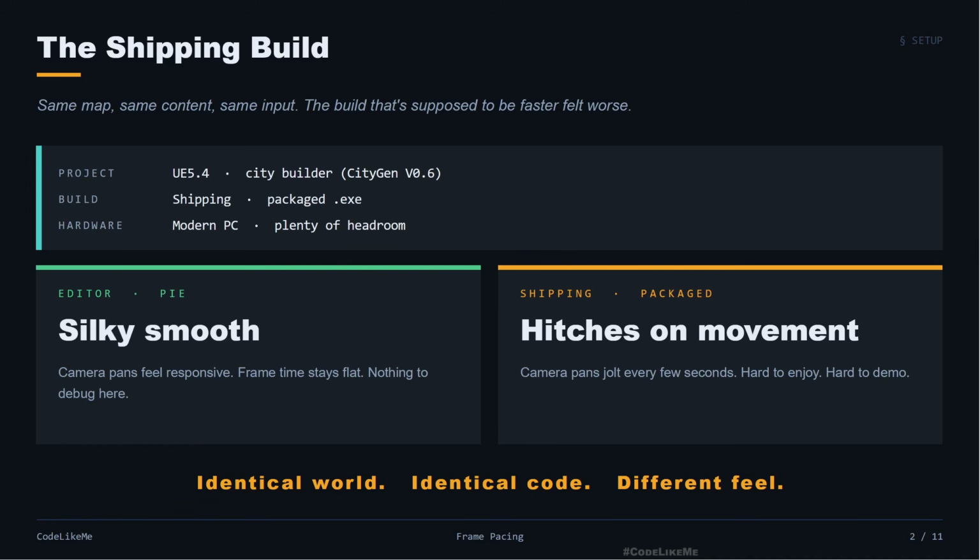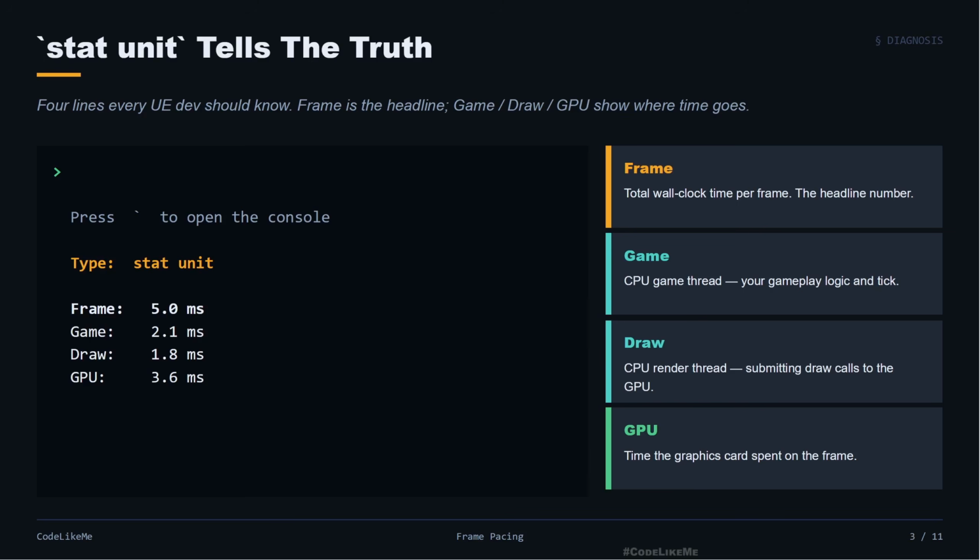Alright, first let's see what's going on here. Initially I was running this in the editor, and I didn't notice any stuttering at all. I only noticed this when I made a playable demo. Usually it's the other way around: in a playable demo we usually have better performance compared to the editor, but it wasn't the case here. Even though I had the higher FPS, of course, it wasn't what I wanted. So when I enable stat unit, I could see what's going on.